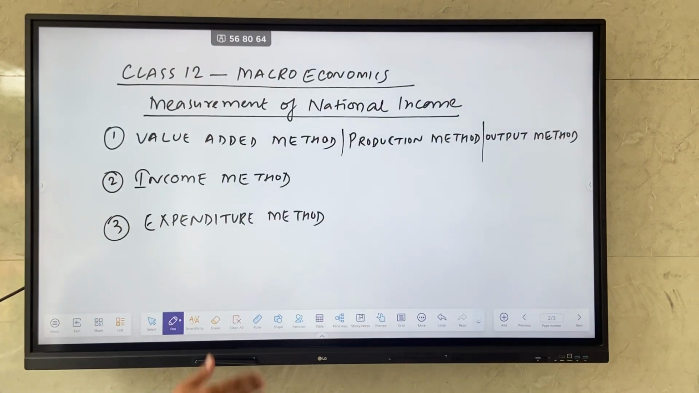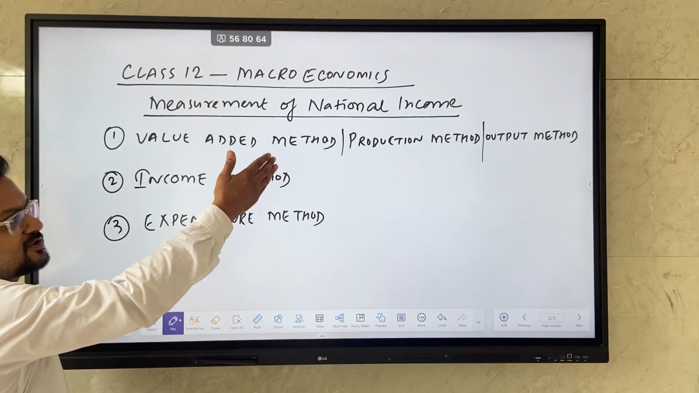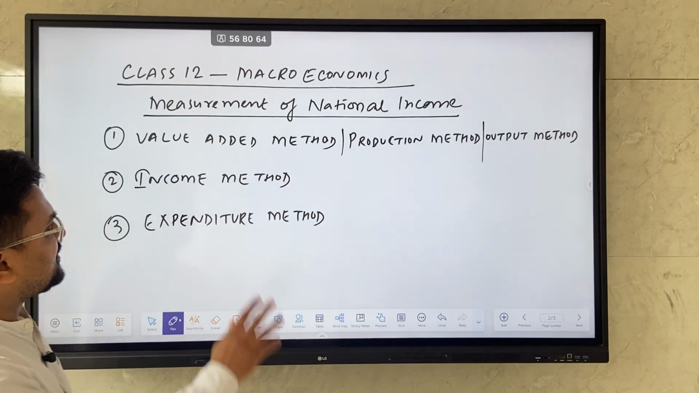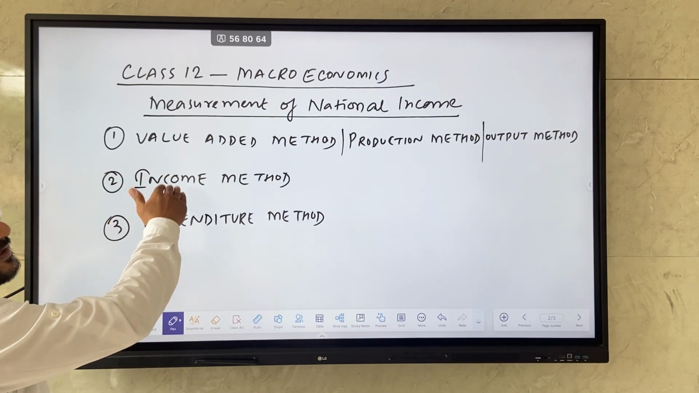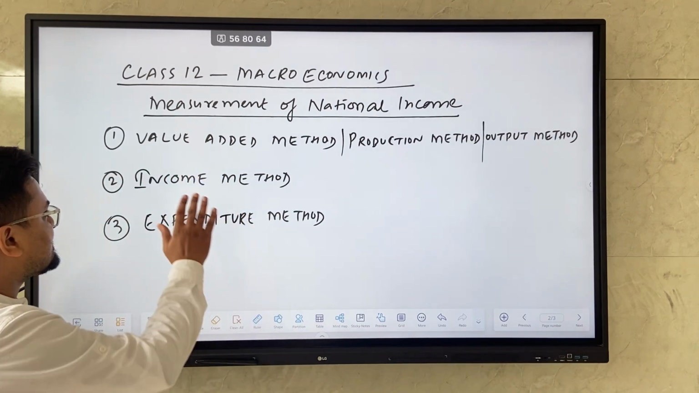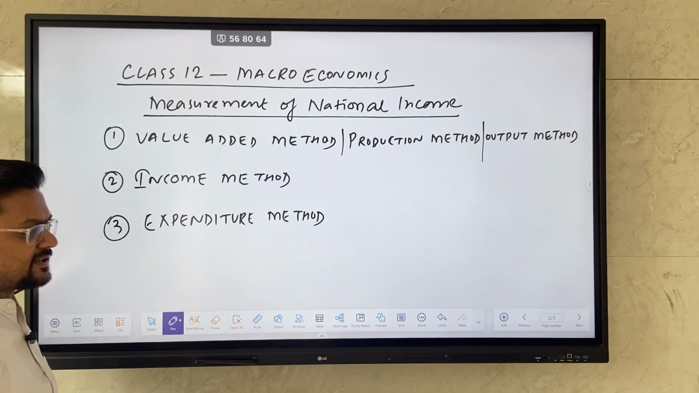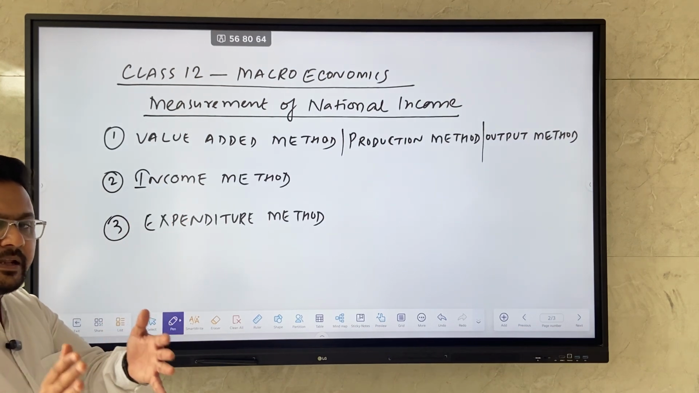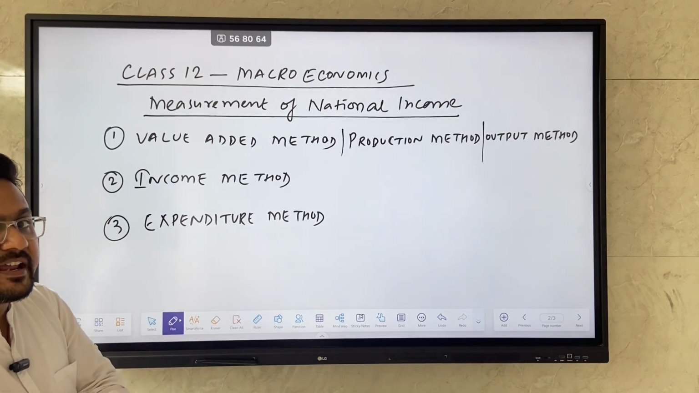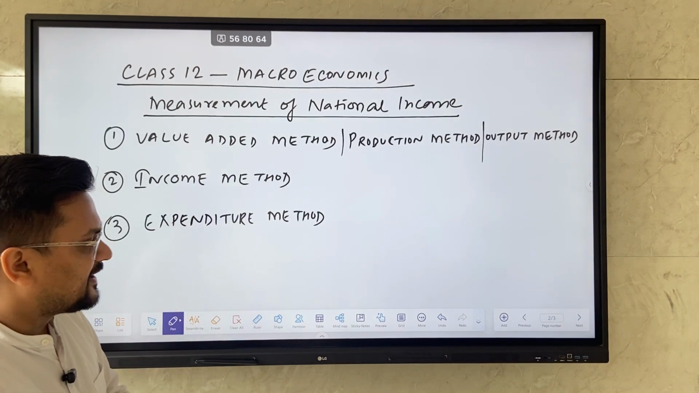We have value added method, which is also known as production method or output method. So three names: value added method, production method, and output method. Three names for the same method. Second, we have income method, that is a factor income: land, labor, capital, entrepreneur, their income we are going to add, and we are going to arrive to particular aggregate.